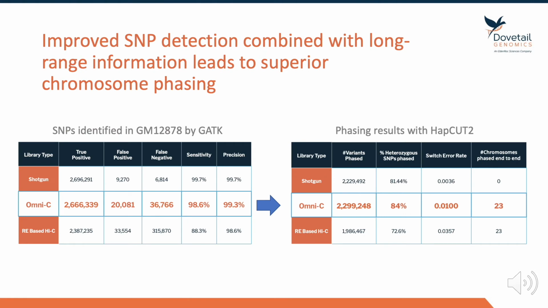Now, this improved genome coverage allows us to call SNPs and genotype at a fidelity that's almost equal to that of shotgun data. Now, with that improved SNP calling combined with the Hi-C data, we're able to phase chromosomes end to end, which is something that shotgun data on its own can't do, but we have a much lower switch error rate when compared to other Hi-C approaches to phasing.